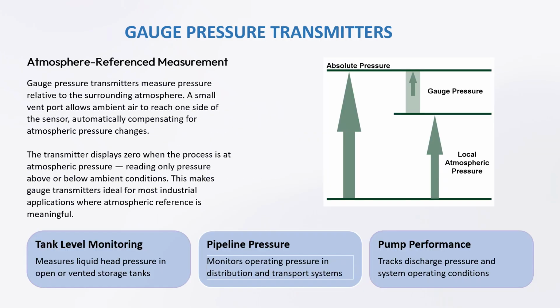A gauge pressure transmitter measures pressure relative to the surrounding atmosphere. It has a small vent hole that allows atmospheric pressure to act on one side of the sensor. This way, it measures only the pressure above or below atmospheric pressure. That's why it reads 0 when the process is open to air.